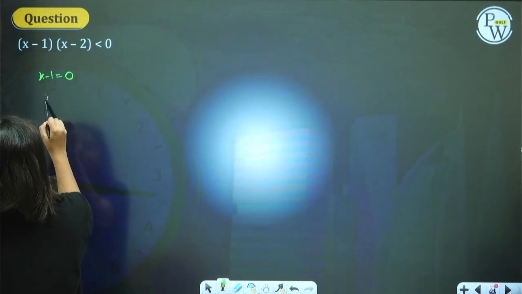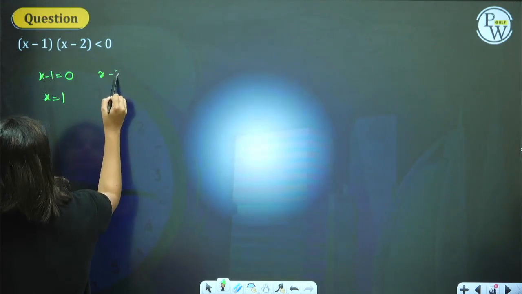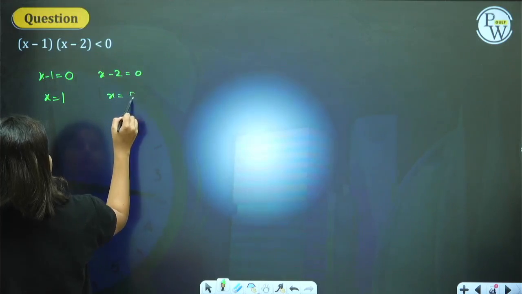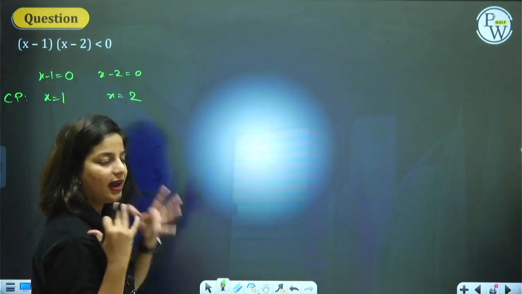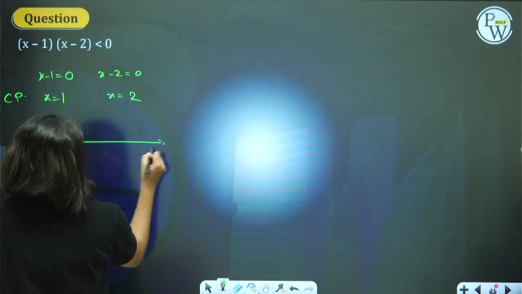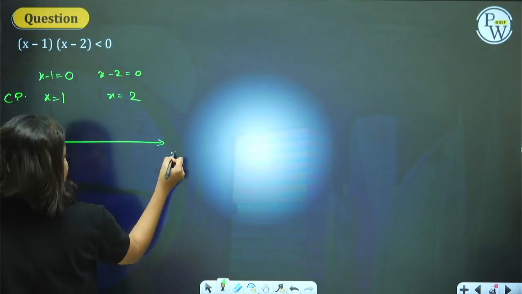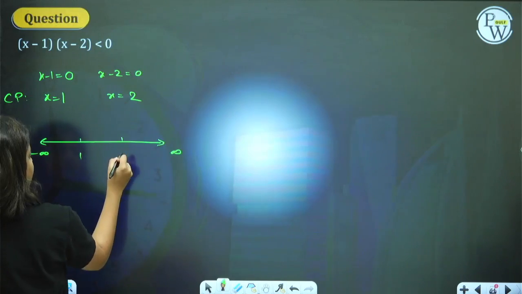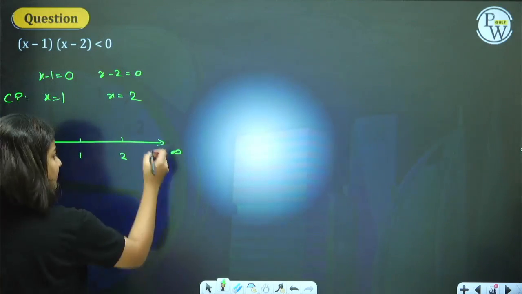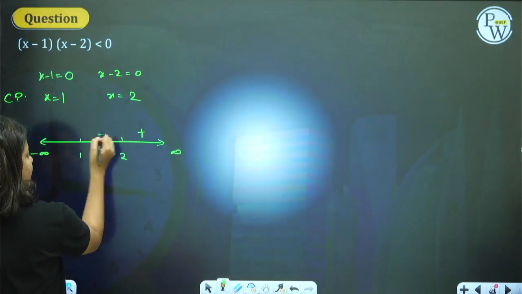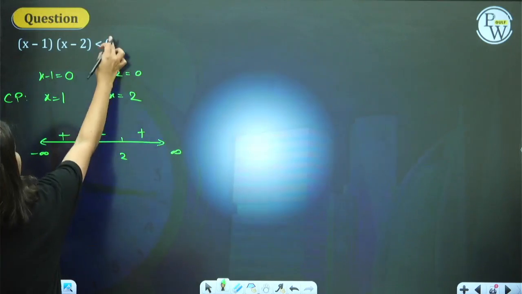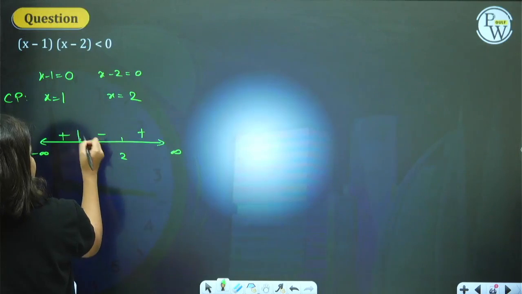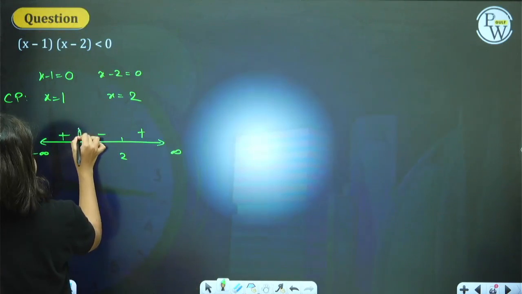This is what I mean by critical point: x = 1 and x = 2. These are my critical points. It's our language, you and me. On a number line, put this 1 and 2. Fourth step, from right start with plus, keep on changing: plus, minus, plus. And select the region less than 0, guys. Less than 0, not equal to 0, just less than 0.